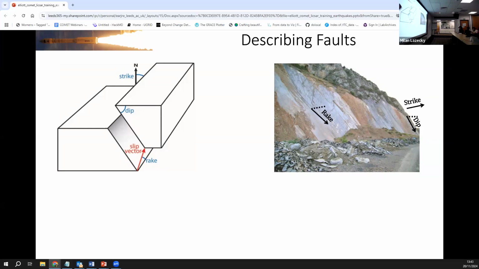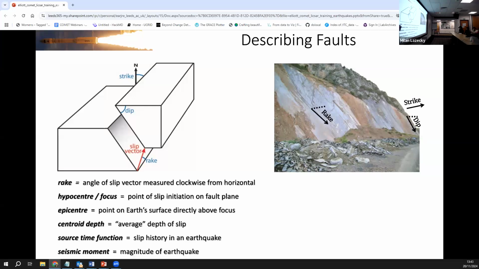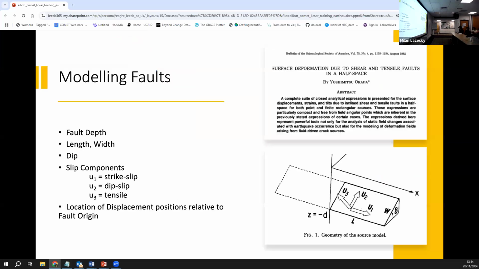Apart from where is it, how long, how deep, how big, its length and width, there's its strike, dip, and rake. And with all those terms, we can understand something about it. And then we can compare it to the seismic information of hypocenter, epicenter, and centroid depth. Those come from the seismology. We can't do anything in time. We can only do the bits in space. So the data sets are complementary.